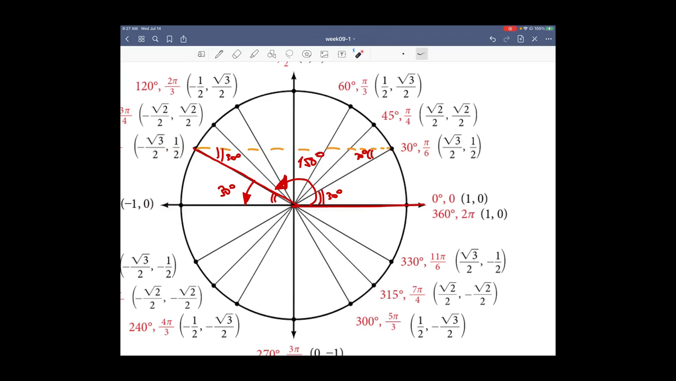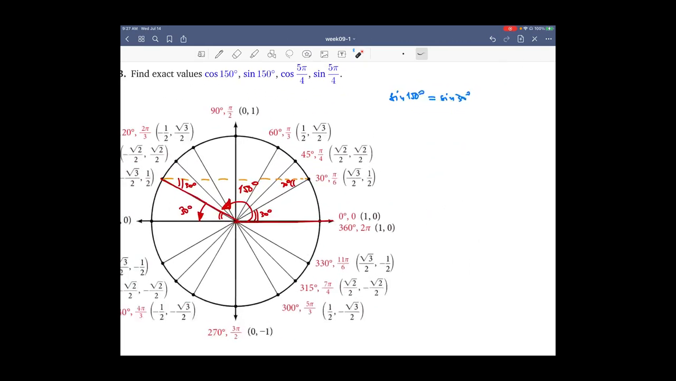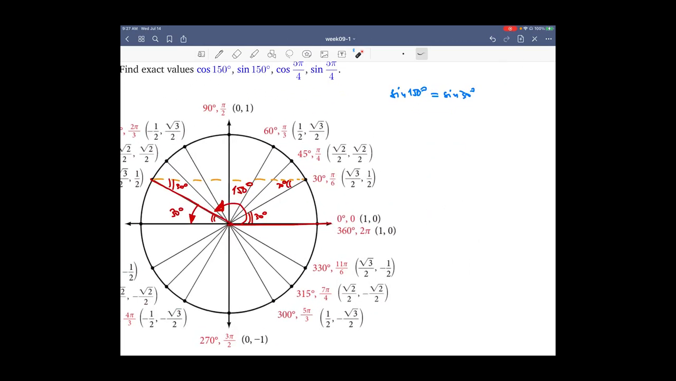And these two points have the same y coordinate, and x coordinates have the same absolute value, but one is negative the other. So sine of 150 degrees is the same as sine of 30 degrees, and cosine of 150 degrees is negative cosine of 30 degrees. Sine of 30 degrees is 1/2, and cosine of 30 degrees is √3/2.